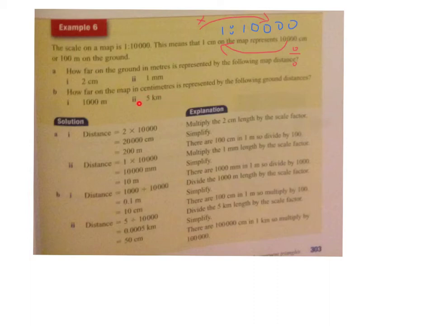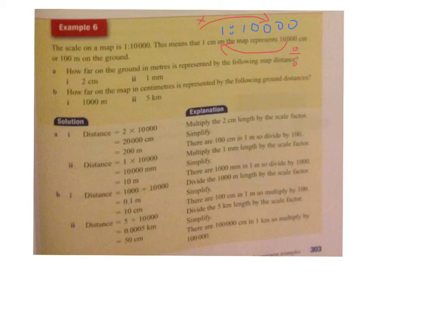We've got here 5 kilometres. Once again we stick to the same ratio. We've got our 5 kilometres, we divide it by 10,000 because it's a ratio. So 5 divided by 10,000 is 0.0005 kilometres. That's a small amount. We've got to convert that, and we ended up getting 50 centimetres. So remember that these are ratios.